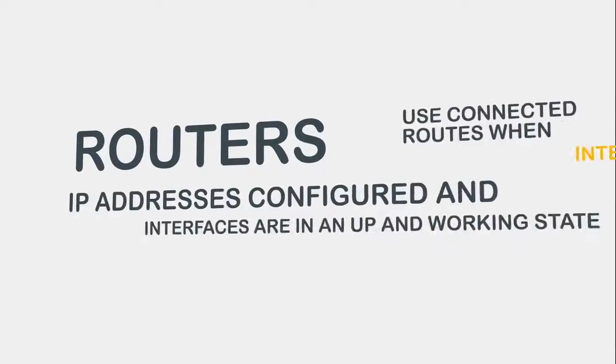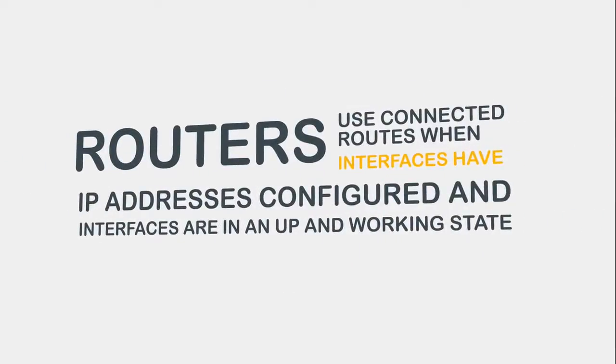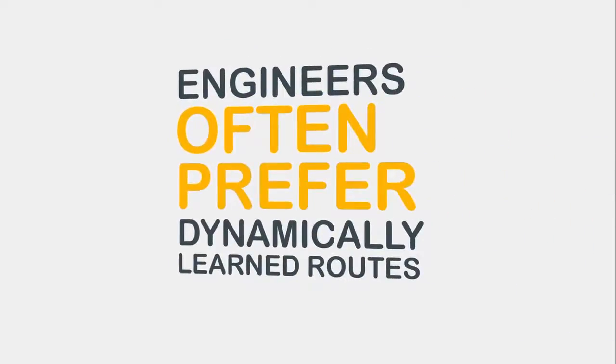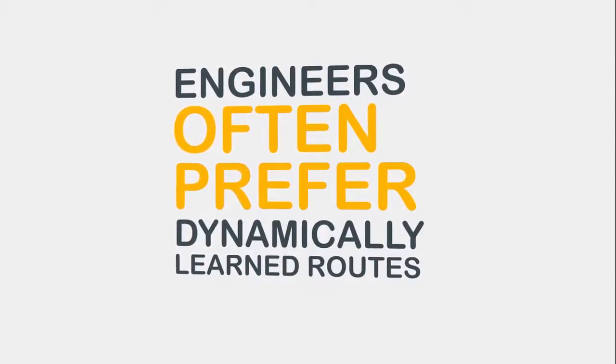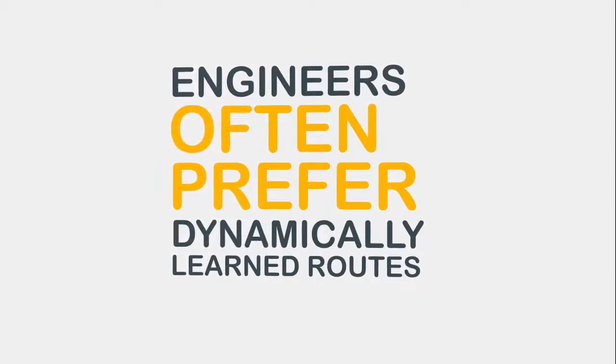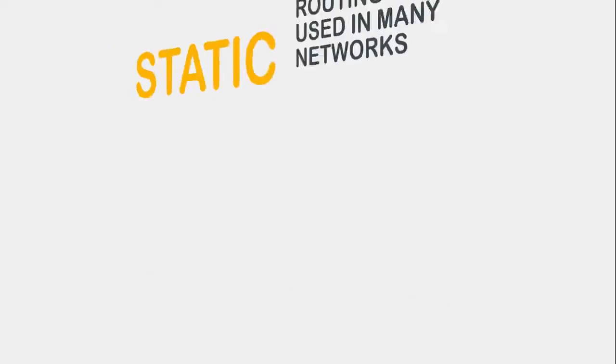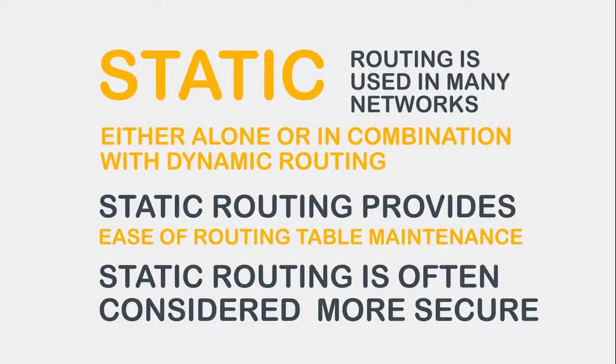Routers will use connected routes when interfaces have IP addresses configured and when the interfaces are in an up and working state. Engineers often prefer to use dynamically learned routes over static routes as they are easier to manage in larger or frequently changing networks. However, static routing is still used in many networks, either alone or in combination with dynamic routing.